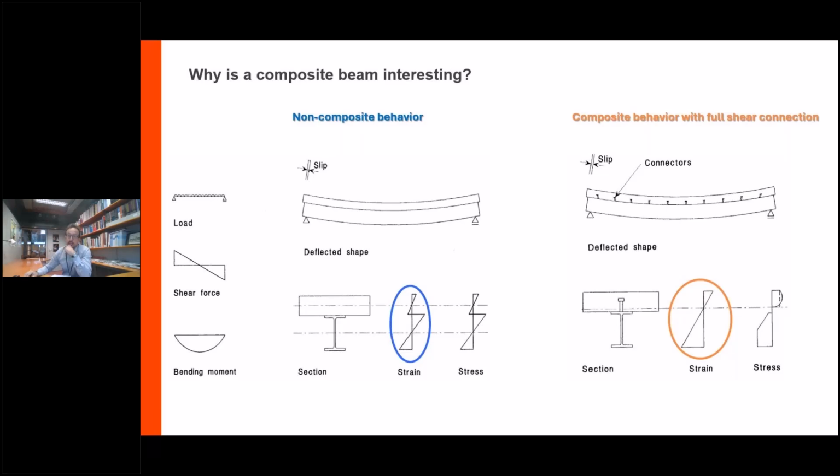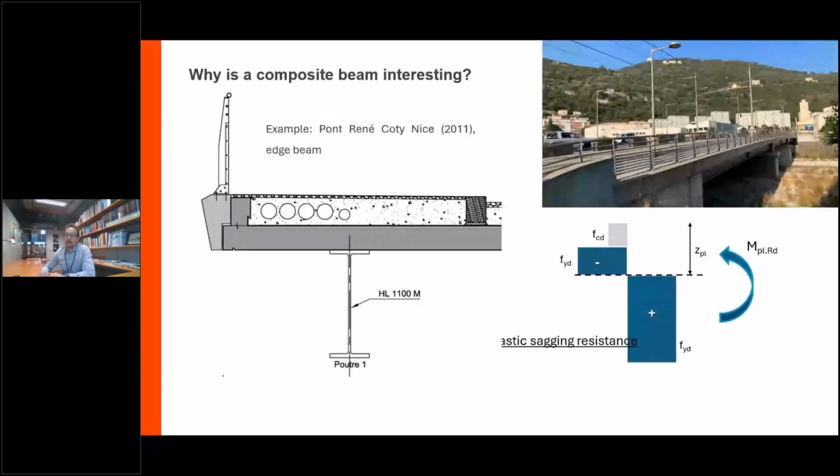Why do we do this? Because of course, we are making additional effort to tie them. Well, basically because the resistance and the stiffness of the beam is greatly enhanced.